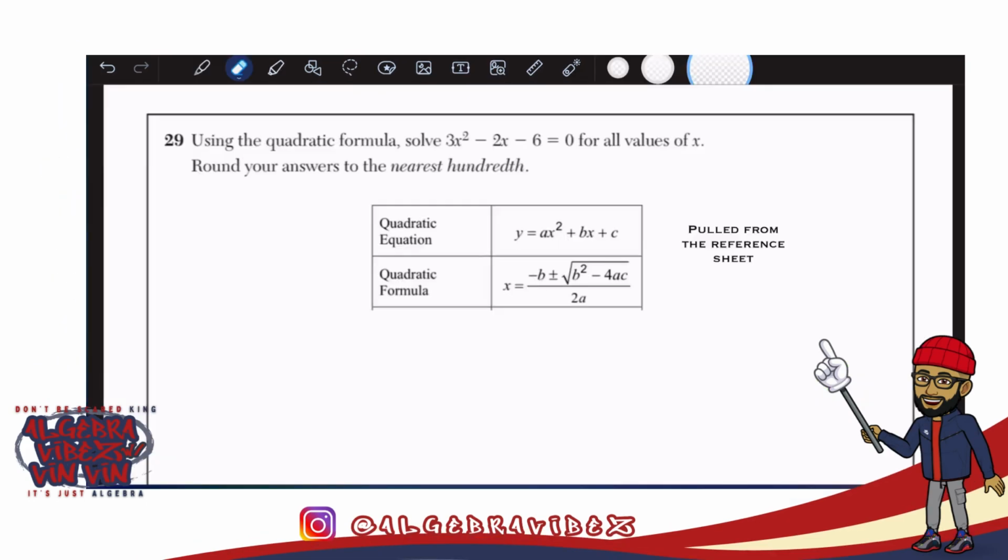All right, everybody, welcome to question 29. Using the quadratic formula, solve 3x squared minus 2x minus 6 is equal to 0 for all values of x. Round your answer to the nearest hundredth.